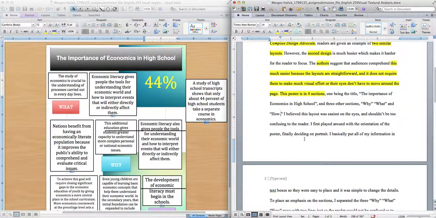I believe this layout was easiest on the eyes and shouldn't be. So the comma being placed here means the second half of the sentence could be its own independent clause. So we actually don't need this comma. I believe that this layout was easiest on the eyes and shouldn't be too confusing to the reader. Okay, that is true. You have a good layout. It's easy on the eyes, but in some sense, are we supposed to read the boxes from top to bottom or side to side?